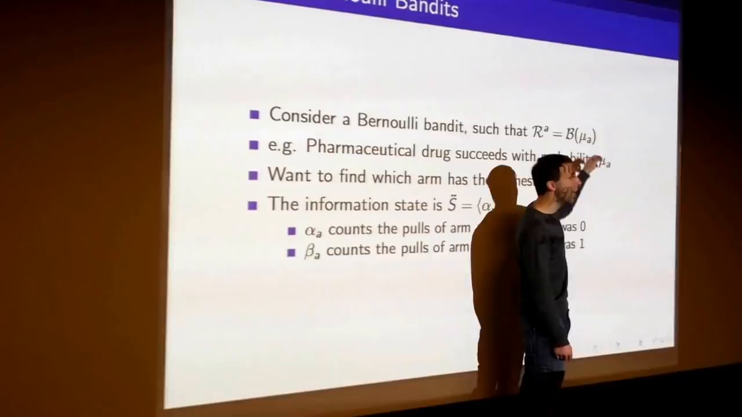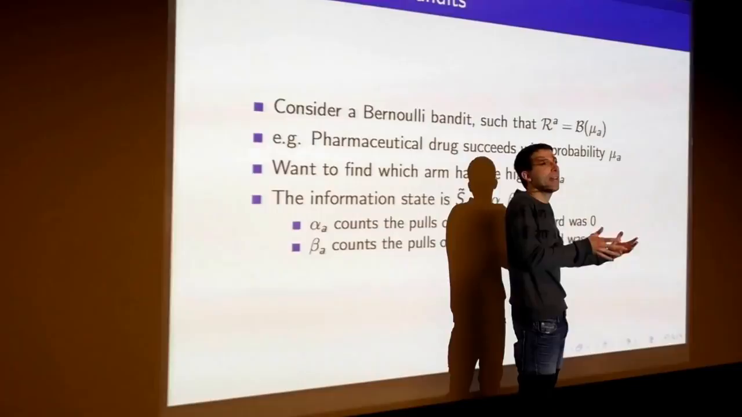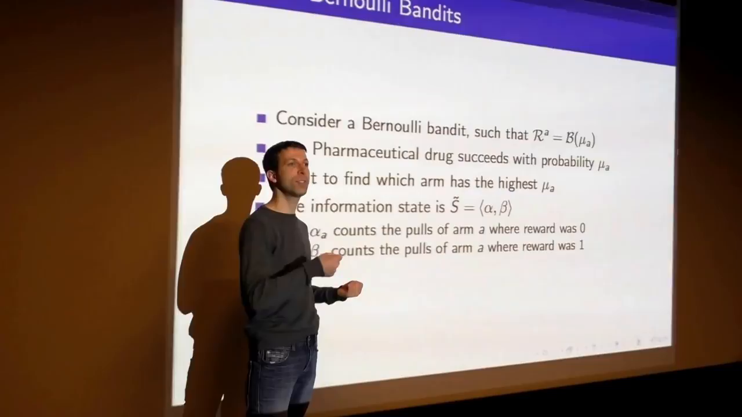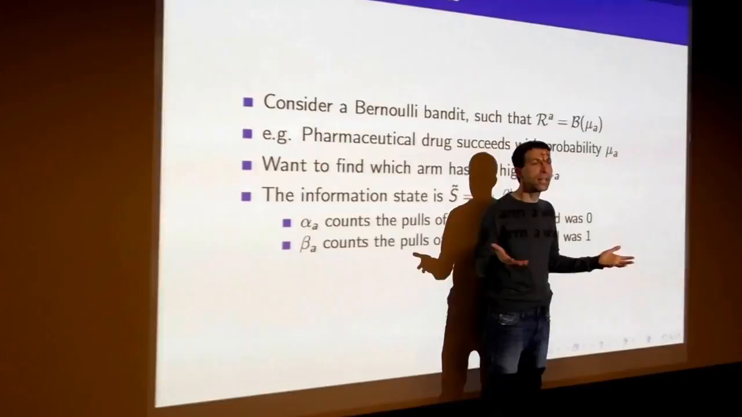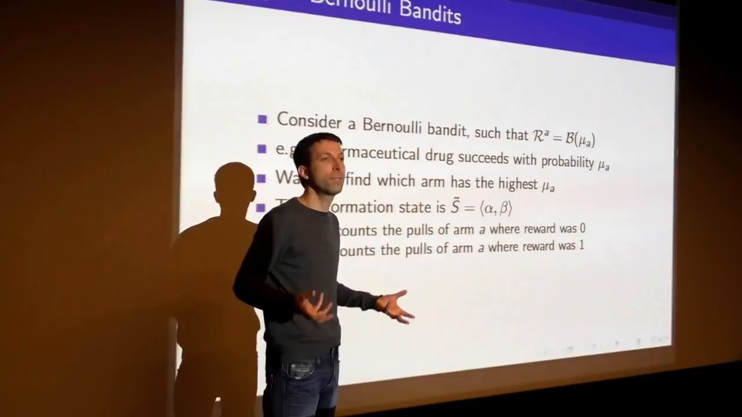Or we can think of this as our machines with the octopus again. This is the payout of those machines, the probability that this machine will actually pay out when I pull that lever. An example of this would be a pharmaceutical drug company, where you want to do a test and try someone on this drug, and with probability mu A they get better, and with probability 1 minus mu A they don't get better. That's your Bernoulli bandit problem, and you want to find the drug that's got the most chance of succeeding.